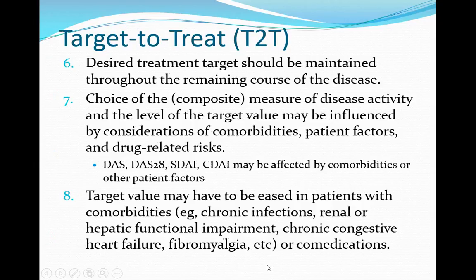All right? And finally, you might have to not be as aggressive in certain patients, because certain patients are going to have more problems. They might have chronic infections. They might have side effects from the drug. So you're going to have to back off a little bit. This isn't like curing pneumonia, all right? It's not like treating hypertension. We really have to be careful in how we address this.